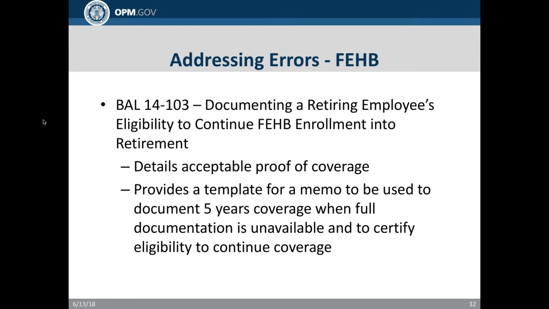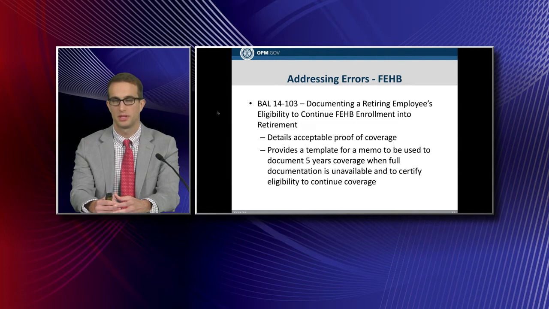And again, BAL 14103 covers acceptable documentation for FEHB coverage continuing into retirement. It also provides the memo, which can be used if the documentation is not complete, or like I mentioned earlier, if the documentation is missing, or if they're under a family's FEHB, just to make it clear for the claims examiner when they're reviewing that they are under a spouse's plan.